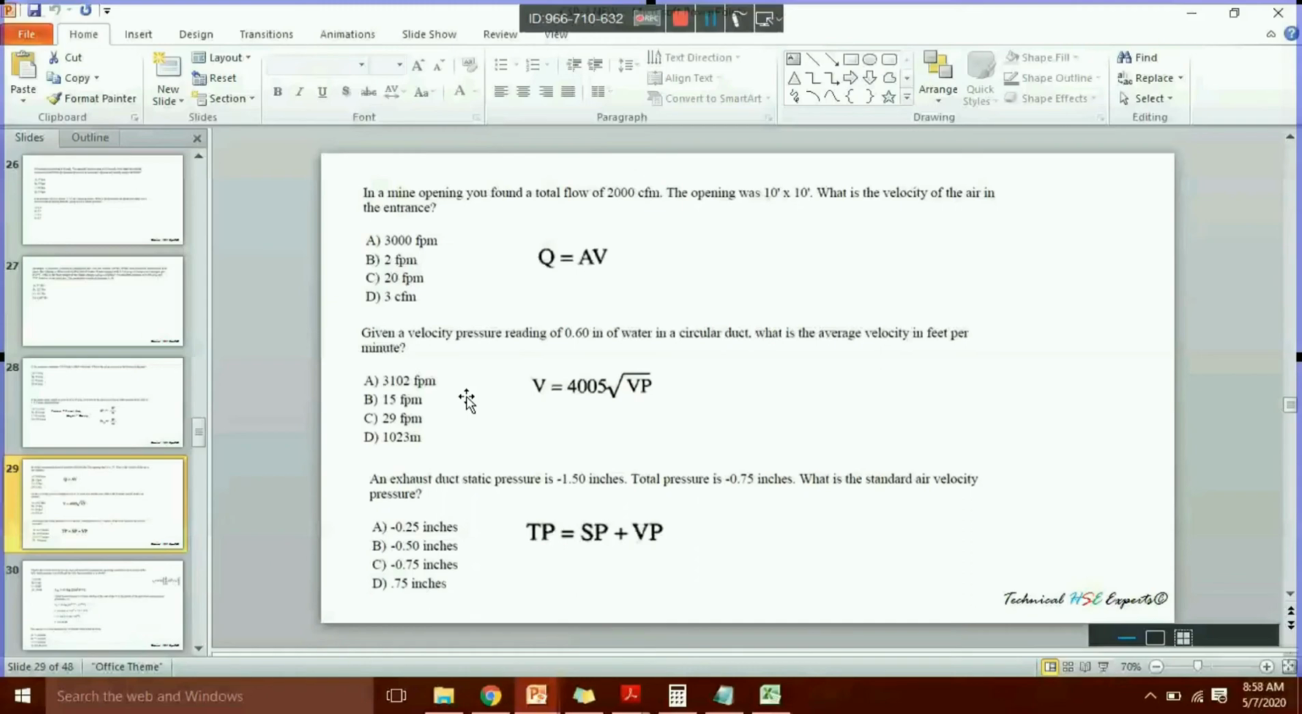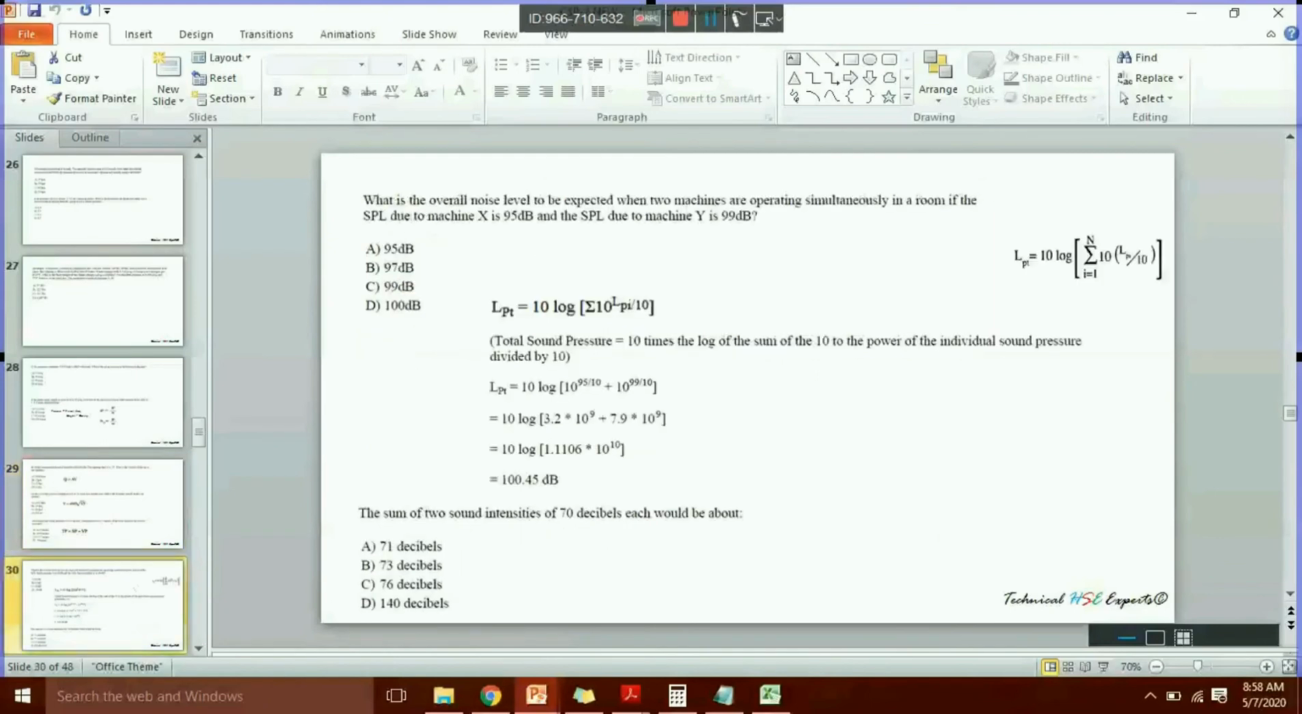Seven inches. Tell me the option. D. Okay. D for Delhi.